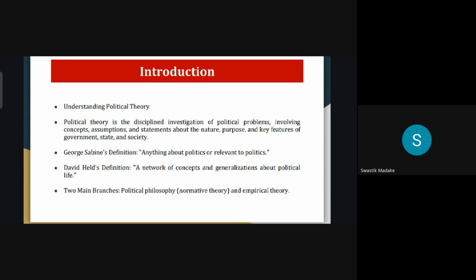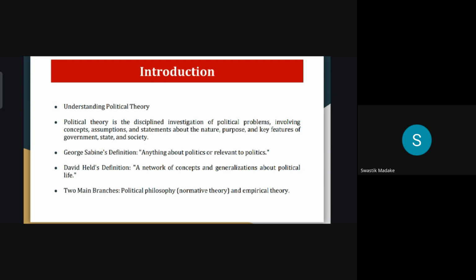So you will witness that whatever thinkers we are going to study in future, their common center point will remain the idea of a better state. How can a better state be built?